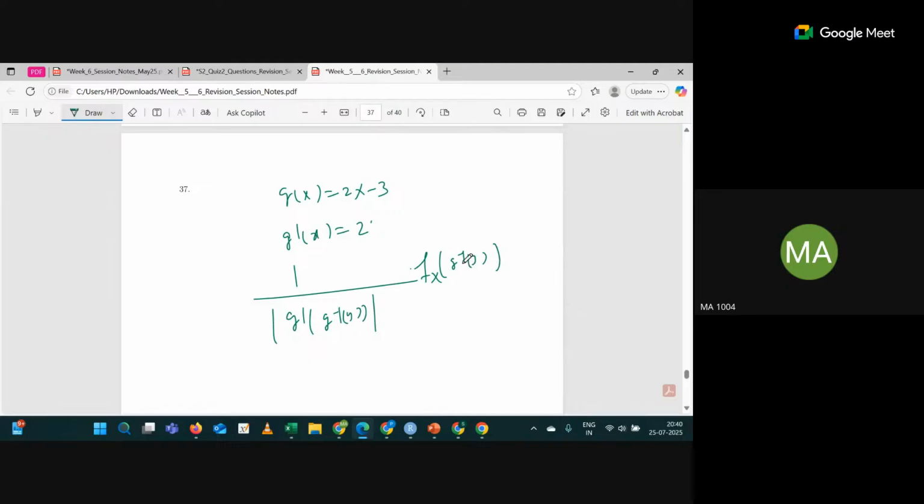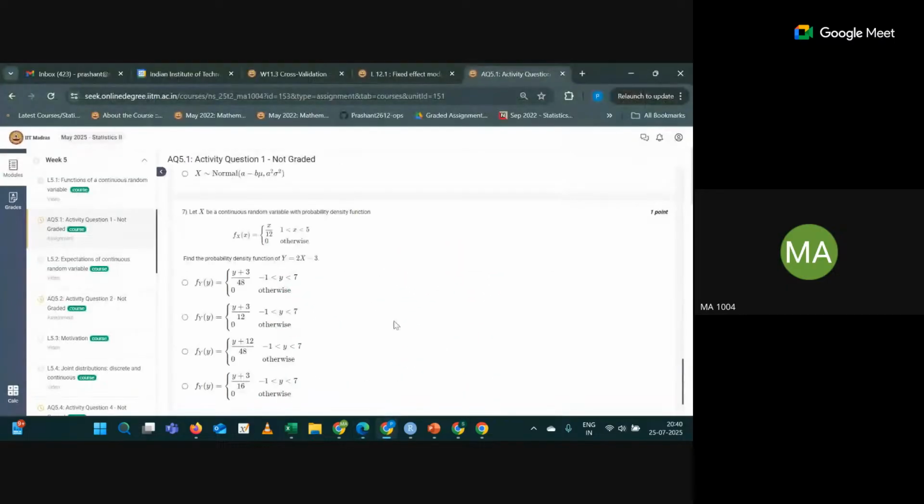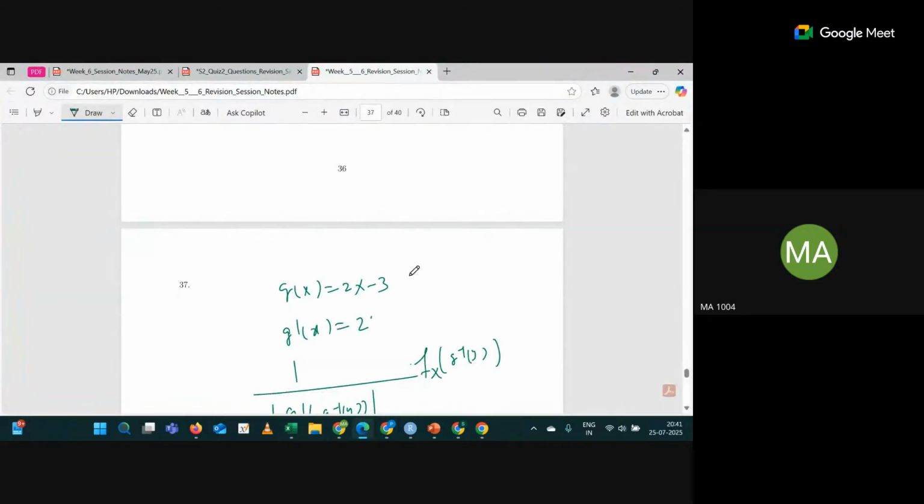All right. And what is the f_X of x? So f_X of x is x by 12. So f_X of g inverse y will be what? What will be the value of y here? I mean, what will be the value of x in terms of y? So this will be x equal to (y plus 3) by 2.